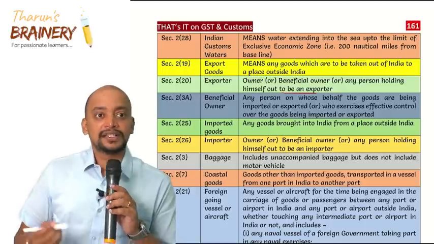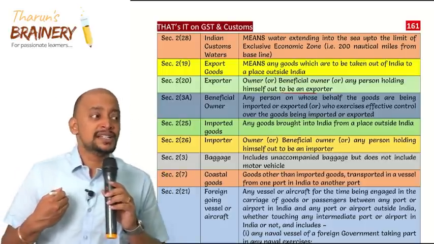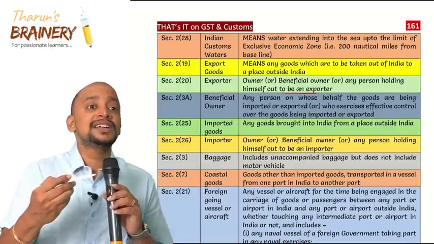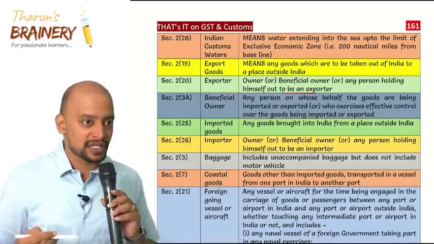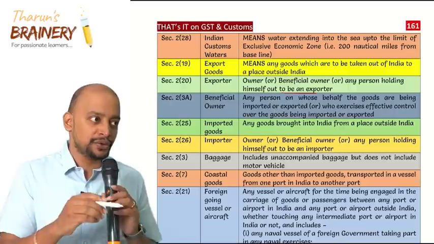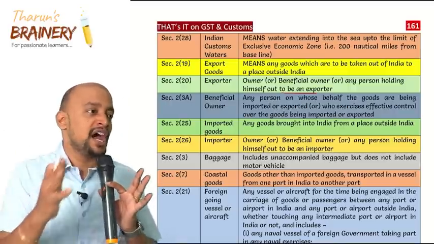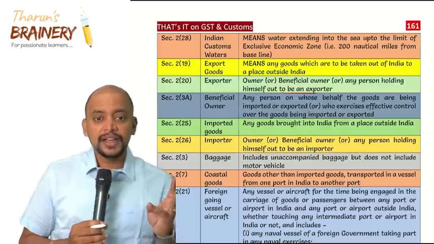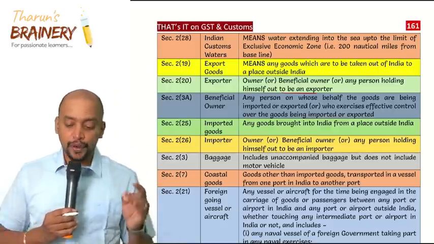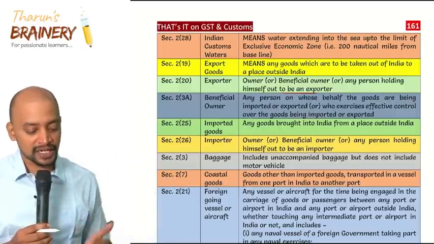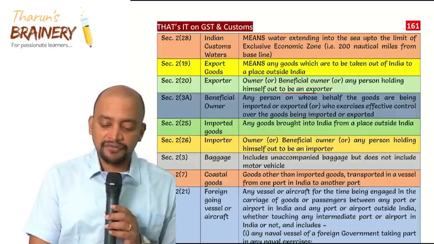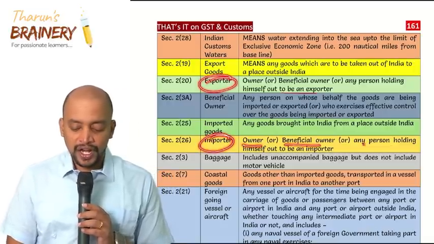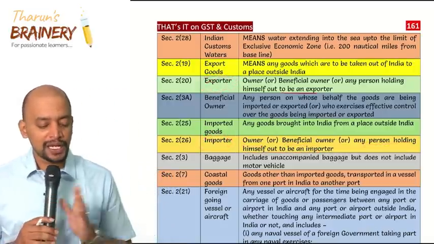So therefore, I am actually called the supporting manufacturer. I am also an exporter, and you are a merchant exporter or a third party exporter because you are not manufacturing the goods. You are just exporting on behalf of the other person. So you are also treated as exporter. So owner, beneficial owner, or any person holding himself out to be an exporter. We have the same meaning for importer also, ditto.